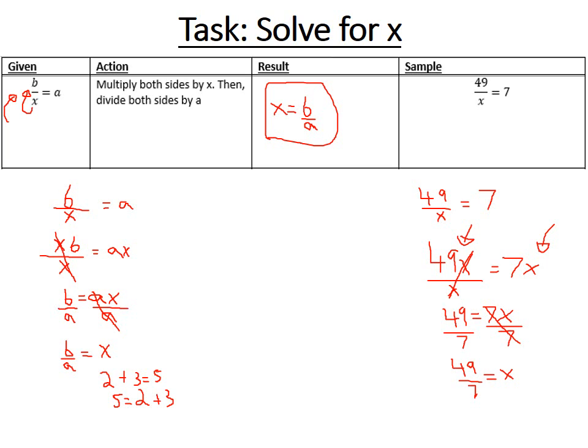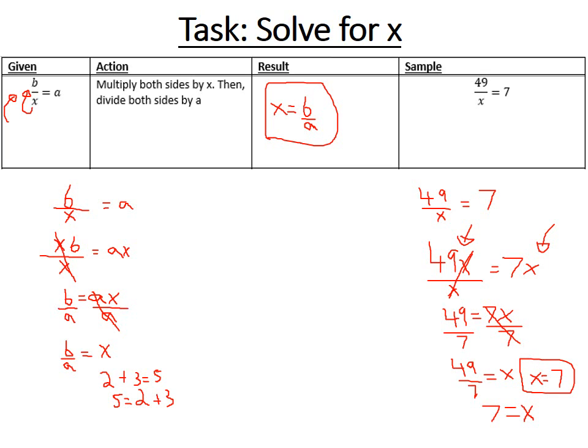And if you put this in your calculator, 49 divided by 7, or just do it in your head, you get 7 is equal to x. And you can write it the other way around. You can write x is equal to 7. It doesn't change any signs or anything like that. You just write x is equal to 7. It's the same thing. You just wrote it from left to right instead of right to left. Don't change any signs. Don't get confused with that. So our value here is x is equal to 7.